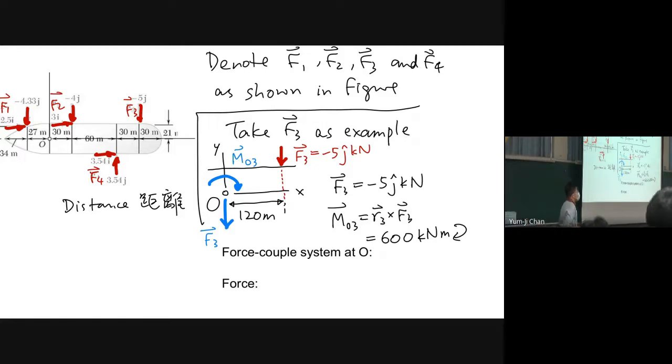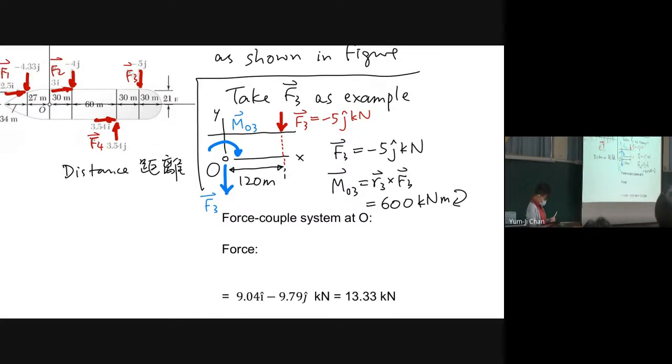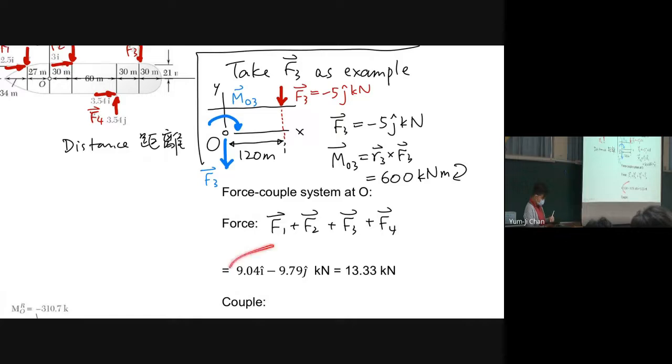So we do the same thing for F1, F2, and F4. You get the force-couple system at O. So the force will be F1 plus F2 plus F3 plus F4, and we will have the result as this one.